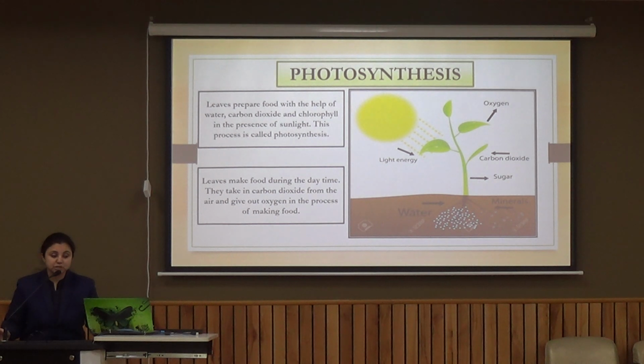Photosynthesis. Now this picture shows the process of photosynthesis. Leaves prepare food with the help of water, carbon dioxide and chlorophyll in the presence of sunlight. This process is called photosynthesis. Leaves make food during the daytime. They take in carbon dioxide from the air and give out oxygen in the making of food.